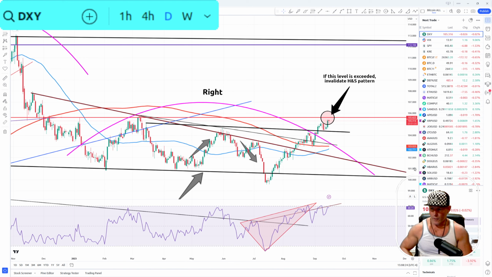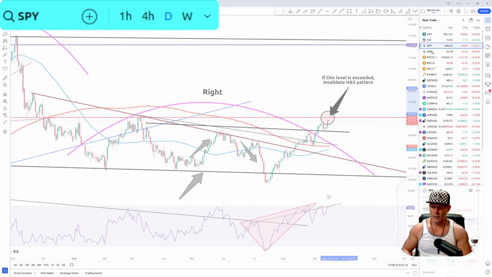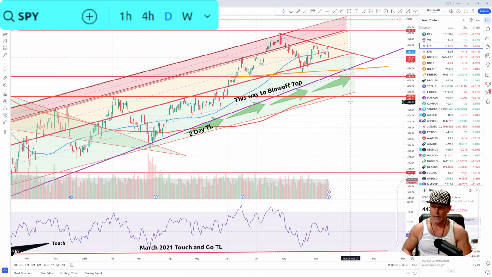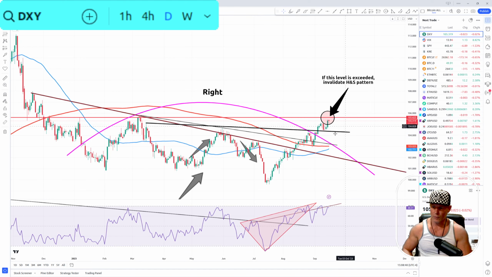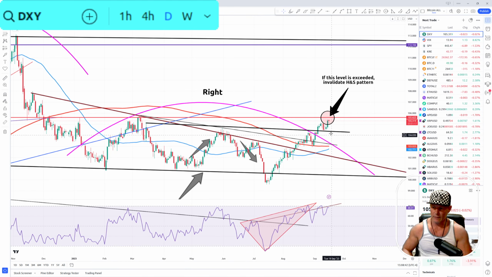Of course, all of this is pending what the US dollar does. If the dollar breaks this 105.6 level to the upside, you can expect the SPY to break its support and move down. If the dollar fails to break the 105.6 level of resistance, that means two things.